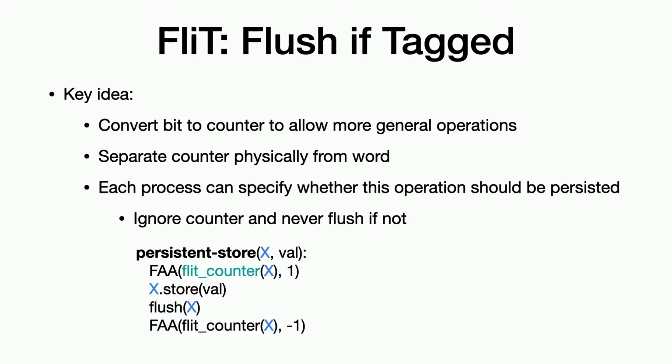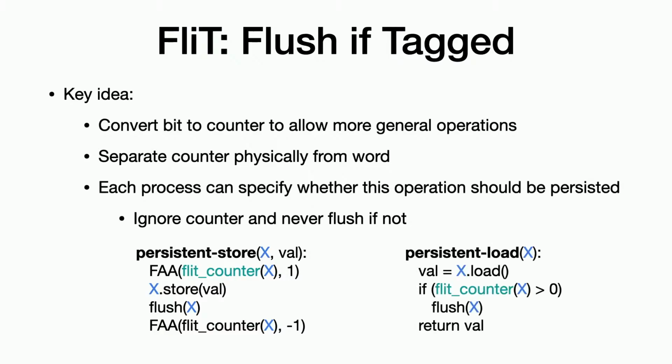Okay, so now if you want to persist something, you do the persistence store. Basically, you increment your counter, you execute your modification, then you flush, and then you decrement your counter. And then when you read, basically you check if the counter is higher than 0, then you persist it, and otherwise you don't. Okay. So that's the idea, basically counters instead of the flag.